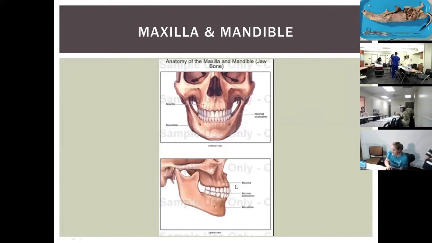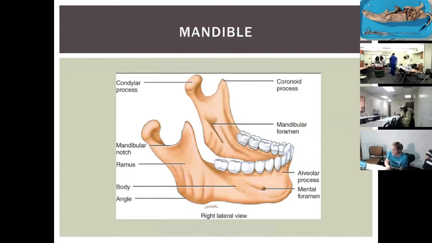Maxilla and mandible are the bones Kyle talked about. So obviously your upper teeth sit in the maxilla and your lower teeth sit in the mandible. We are going to talk about the joint that is formed partly by the mandible in a little bit. So I want to go into a little more depth of what the mandible looks like.